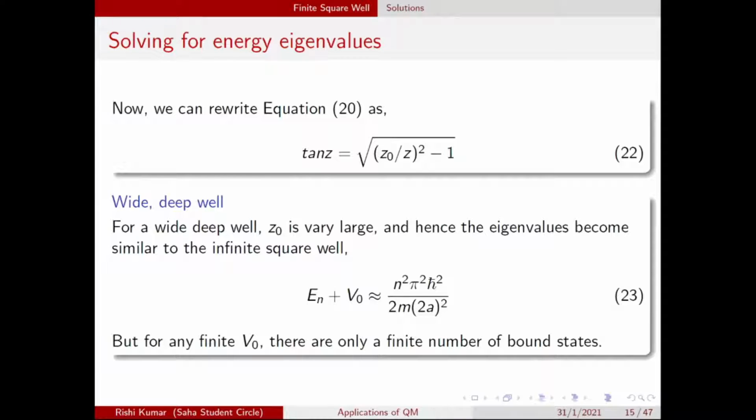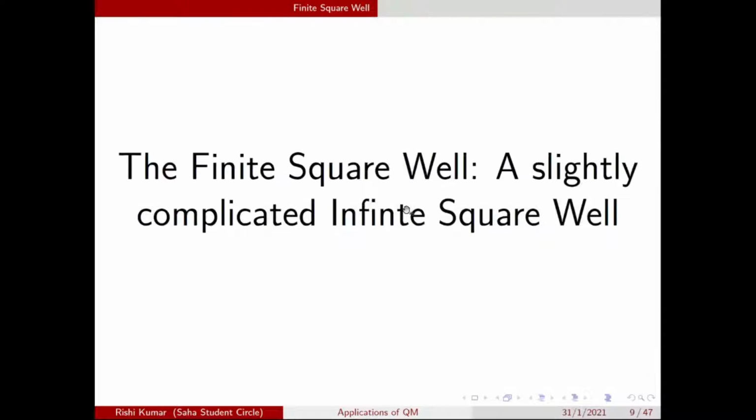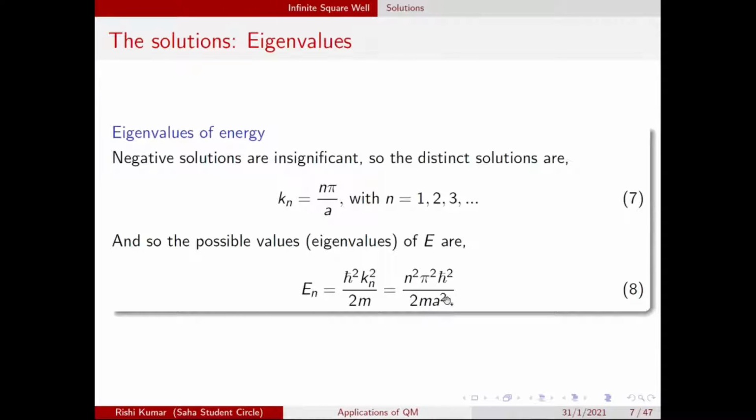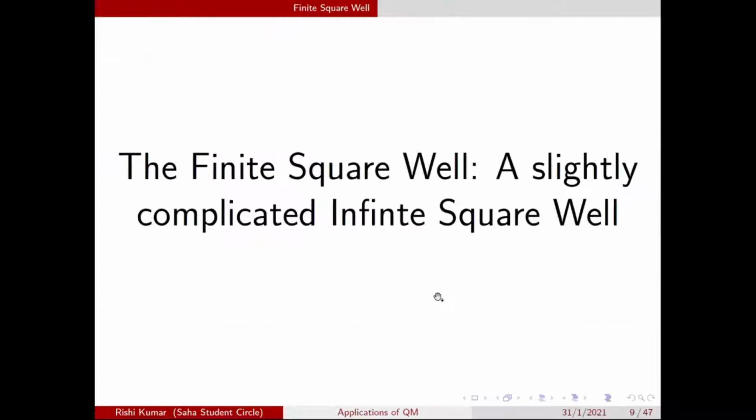So now going into our cases here. Imagine if this finite square well is very wide and deep, essentially V naught is very large. Then as V naught is very large, our z naught is also very large, and so our eigenvalues become almost approximate to the values we got for our infinite square well. But here we have a 2a squared; I think previously if we go back, yes, we don't just have a squared right there.